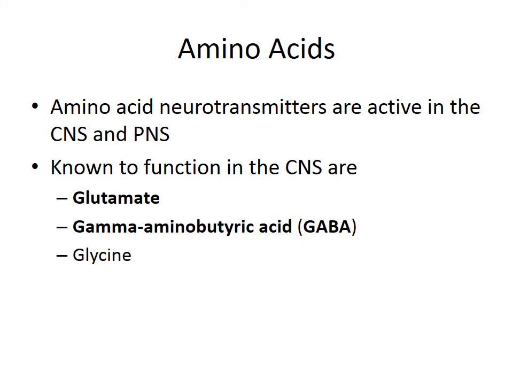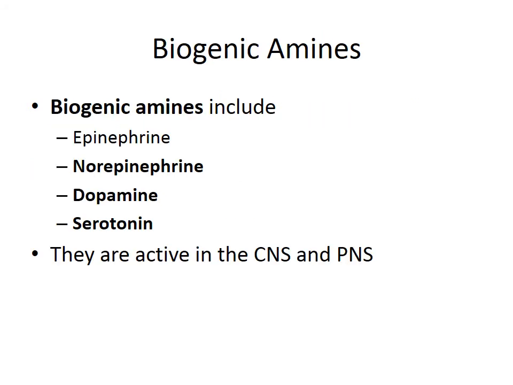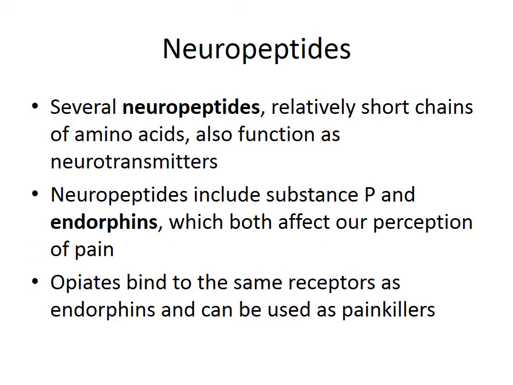So let's look at the amino acids first. Amino acid neurotransmitters are active in the central nervous system as well as the peripheral nervous system, and they're known to function in the central nervous system as glutamate and GABA and glycine. The biogenic amines include epinephrine, norepinephrine, dopamine, serotonin, and they are active in both the central nervous system and the peripheral nervous system. The neuropeptides, several of them, the relatively short chains of amino acids, also function as neurotransmitters.